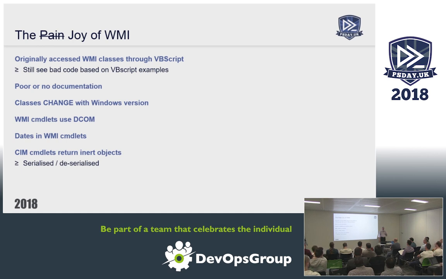Date handling from the WMI commandlets was always a joy. And the other really biggie that caught a lot of people is that the CIM commandlets return inert objects. Even if you're on the local box, you don't get the methods back on the object, so you can't do $x equals Get-CimInstance Win32_Service, and then do something with it on the methods.